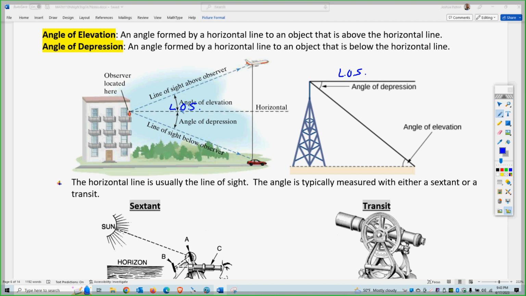So this is the LOS on the bottom here. So you actually have two LOSs depending on how you're looking. Okay, all right. So you either measure it or don't measure.